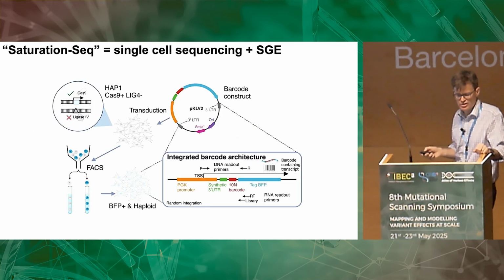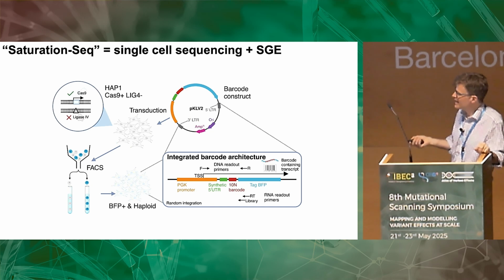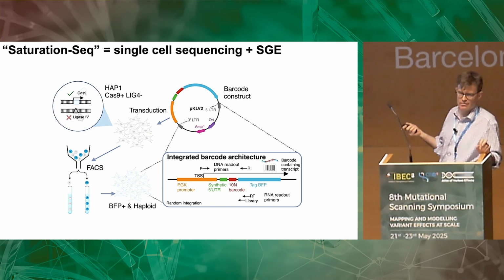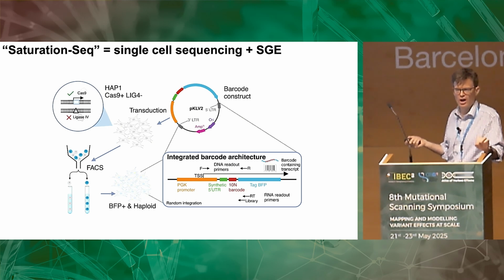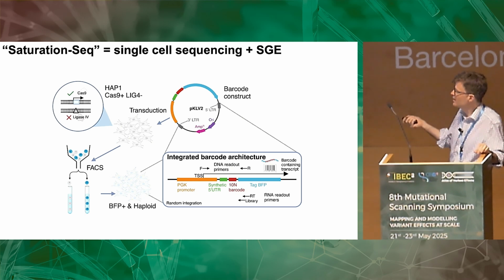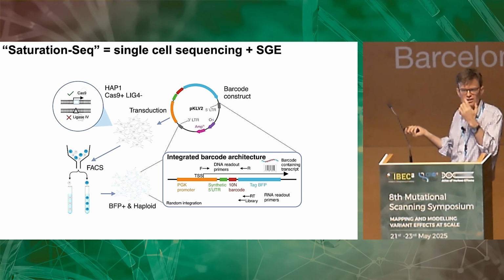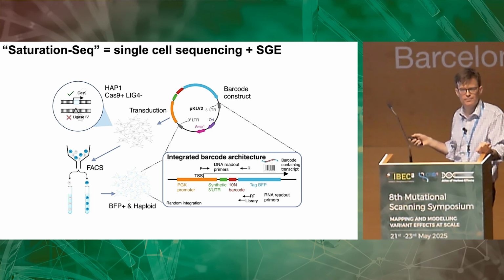So how does Saturation-seq work? We take our HAP1, LIG4, Cas9 cell line that I mentioned to you previously, highly clonal, with a high level of Cas9 activity. We introduce into those cells this vector shown here, which expresses a barcode. And so we can then sort those cells, so we have a population of cells that are highly haploid, where each cell in the population contains a different barcode.